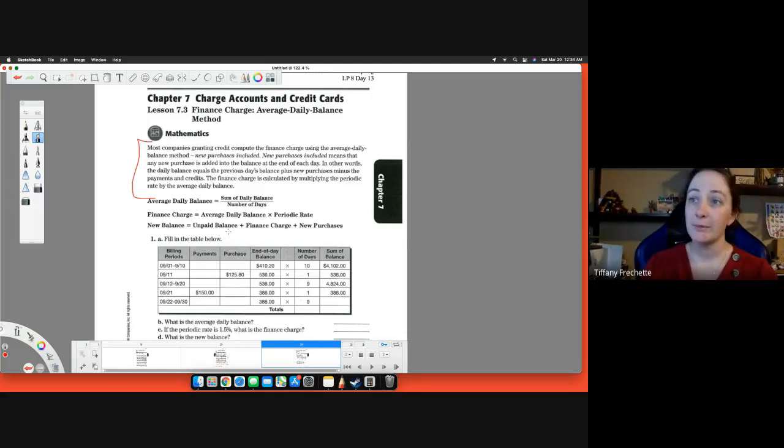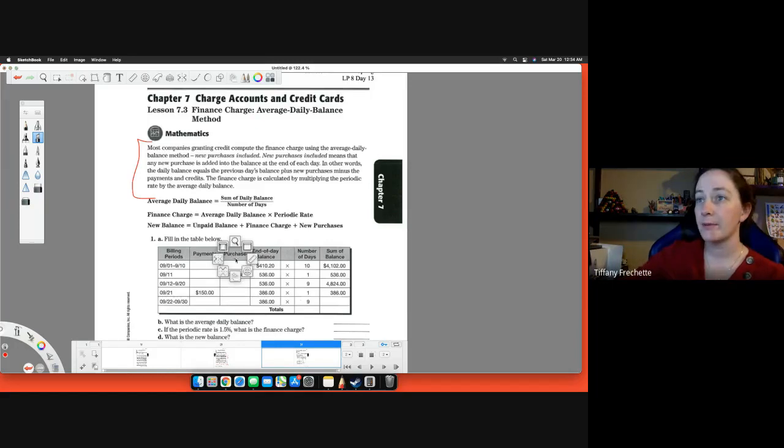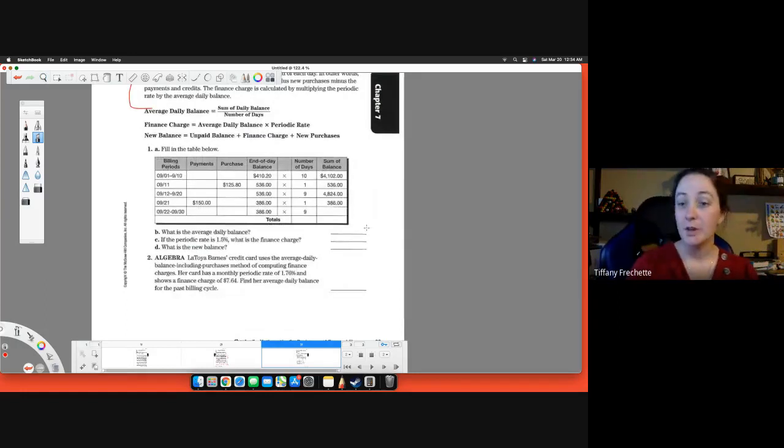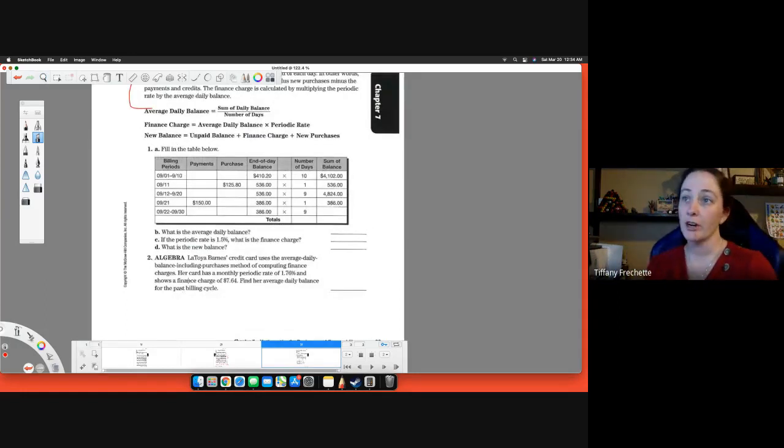New balance equals the unpaid balance, so whatever is left in your account unpaid after your payments, plus any finance charge, plus any new purchases. So very, very, very similar to what we did in the last section. So first, this one has a couple of different sections here. Let me scooch down. So we actually only have 2 questions on this whole worksheet. It's just a little bit longer for this one.